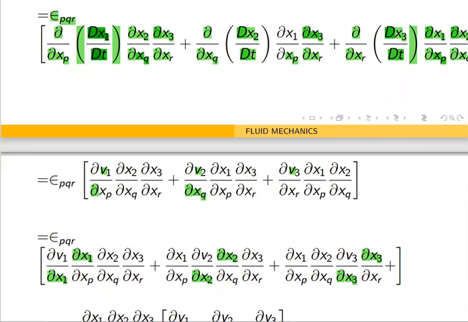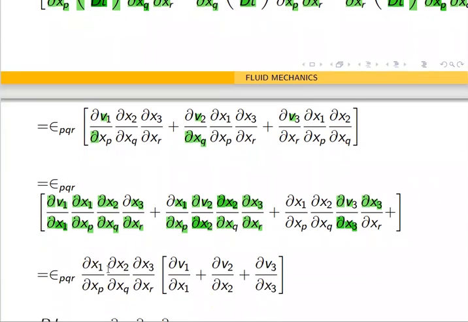Right? Now watch the terms. So we have dou v1 by dou x1, dou v2 by dou x2, dou v3 by dou x3. Look at the remaining terms: dou x1 by dou xp, dou x2 by dou xq, dou x3 by dou xr. So all the remaining terms are same. So take the common term outside. Epsilon PQR is already outside. And we have dou x1 by dou xp, dou x2 by dou xq, dou x3 by dou xr outside. Remaining: dou v1 by dou x1 plus dou v2 by dou x2 plus dou v3 by dou x3.